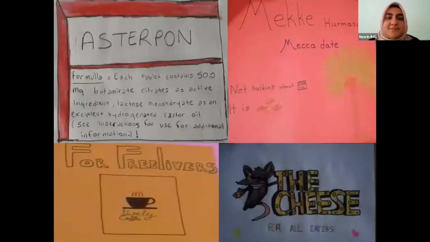And these are my students' brand names for some specific products. Asterpon, it's an antibiotic pill, and she wrote the formula under the product's brand name. A Lively Coffee for a coffee brand, and Make It, and she adds some humor. My students add some humor, and she drew a calendar. She added some humor to their product brand.